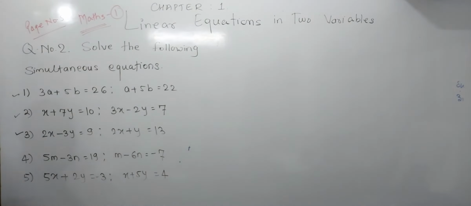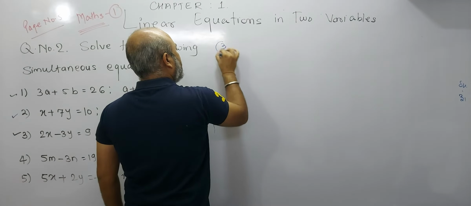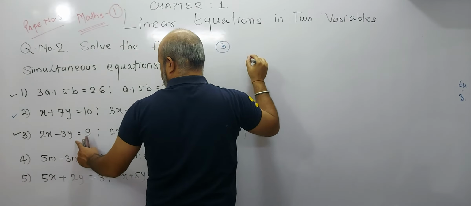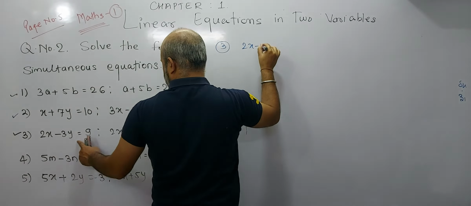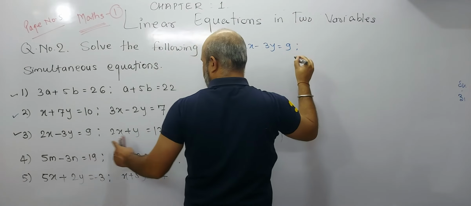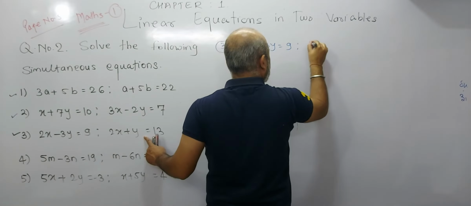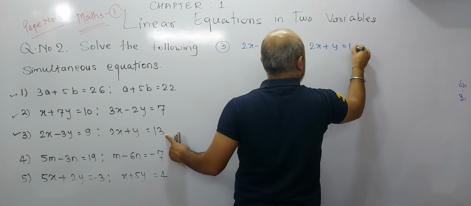Now we will see the third equation, the third question of question number 2. So the third is what? The third question is 2x minus 3y is equal to 9. And the second equation is 2x plus y is equal to 13.